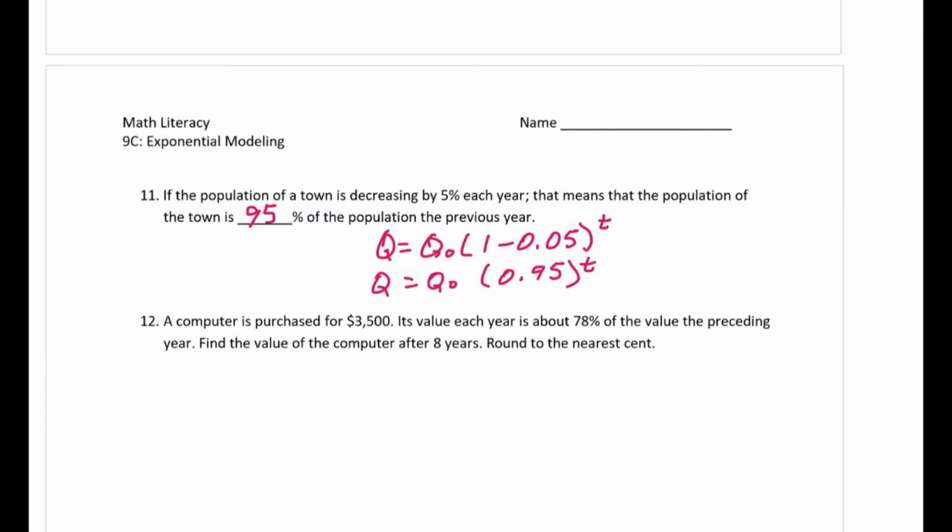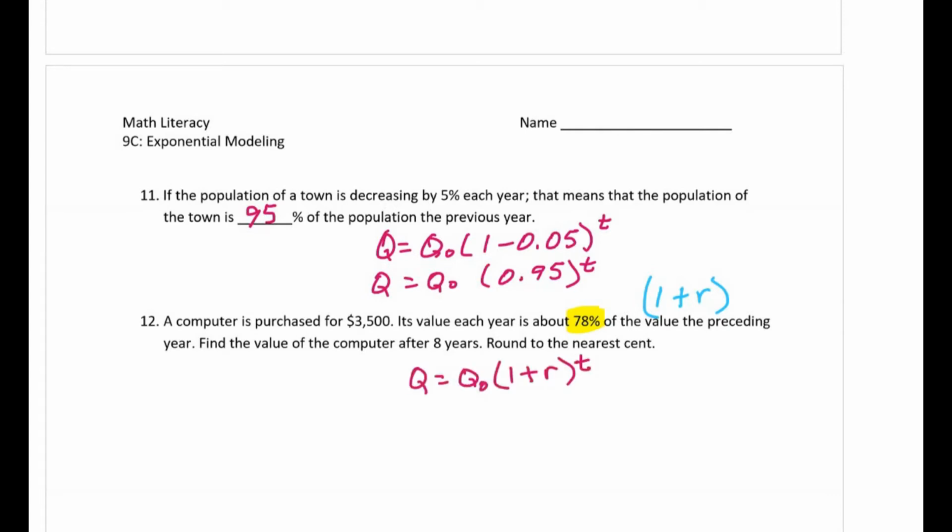Problem 12, a computer is purchased for $3,500. Its value each year is about 78% of the value the preceding year. Find the value of the computer after 8 years and round to the nearest cent. In this problem, this 78% is not my r. The 78% is actually the 1 plus r or 1 minus r. It's that whole thing that's in parentheses.